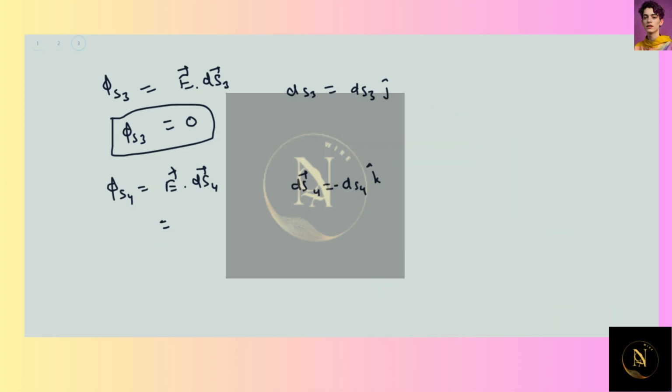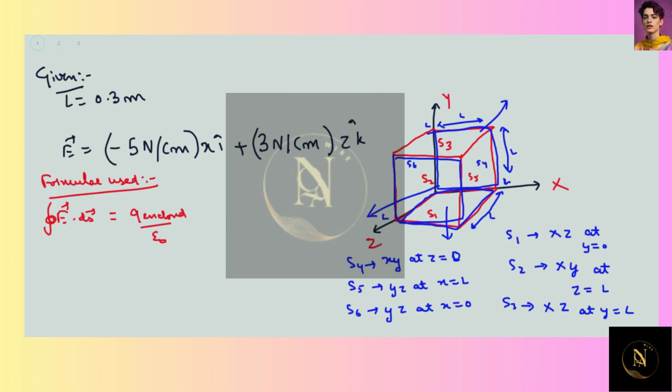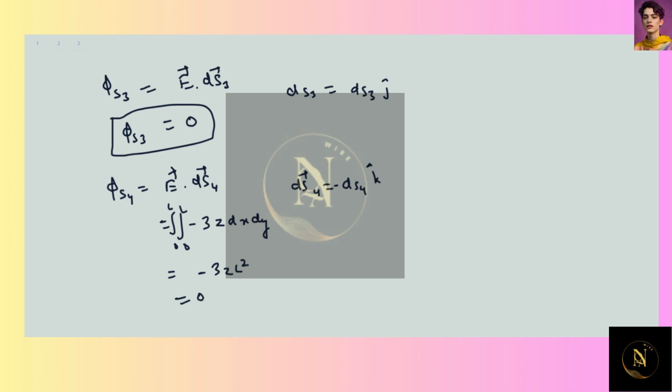So this gives us minus 3z dx dy from 0 to L, 0 to L. So this gives us 3z L times L, or L squared. Now what is the value of z here? Looking at the z here, we have z equals 0. So we put 0 here, and this gives us 0. So again phi S4 is 0.